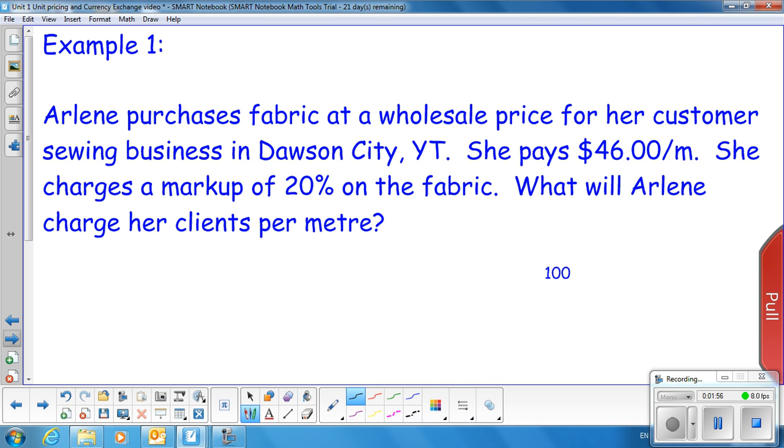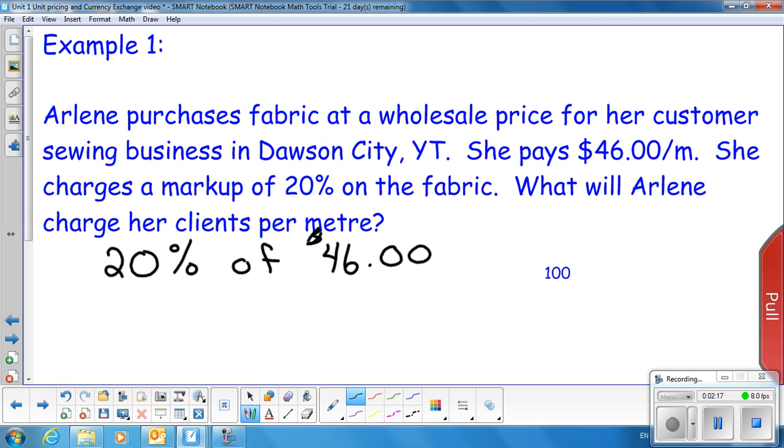So we need to figure out how many dollars she adds to that price. She's charging a 20% markup, so it's 20% of her wholesale price. Her wholesale price is $46. So by finding 20% of $46 will tell me how many dollars she adds to the price.